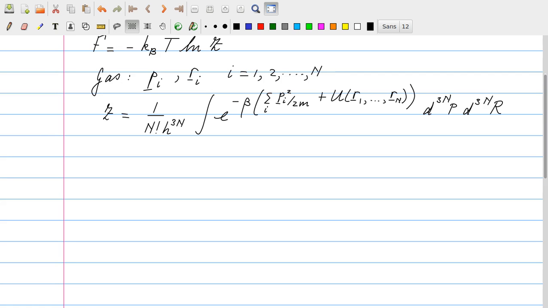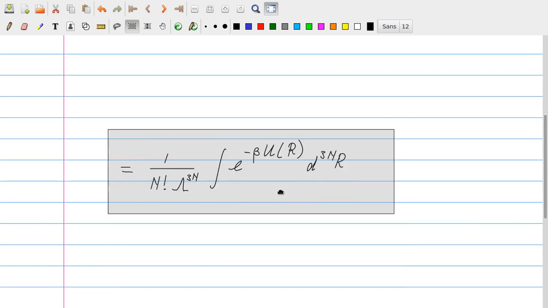Now the evaluation of this partition function always proceeds along the same lines, starting with the integral over the momenta, and the reason for that is that the kinetic energy always has the same form. It's always a sum over p_i squared over 2m, and therefore it is a product of Gaussian integrals, just like in the ideal gas. And so we can immediately write this partition function as follows. I've copied it here.